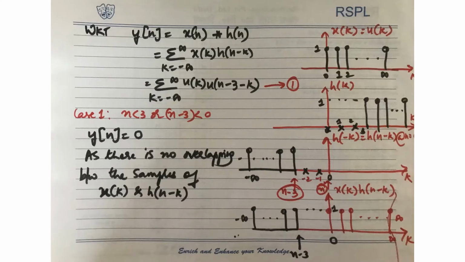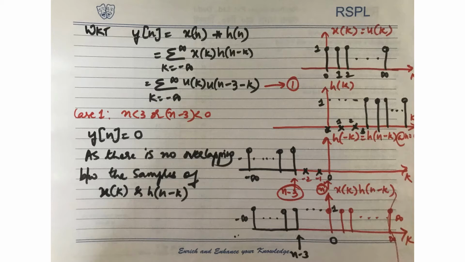We know that the convolution sum is represented by this equation, in which first you need to simplify x of n as u of n and h of n as u of n minus 3. Same way x of k will become u of k and h of n minus k will become u of n minus 3 minus k. So now we need to find the convolution sum using graphical method. So first you need to sketch u of k. So u of k will look like this, and now I need to sketch u of n minus 3 minus k.